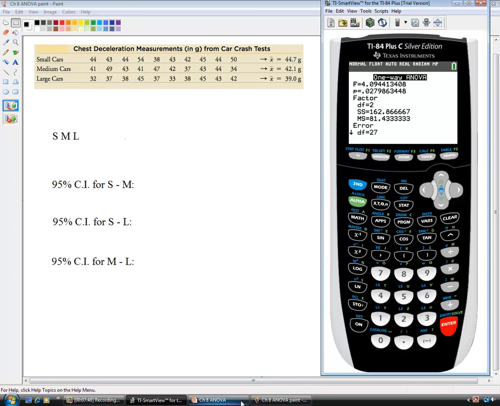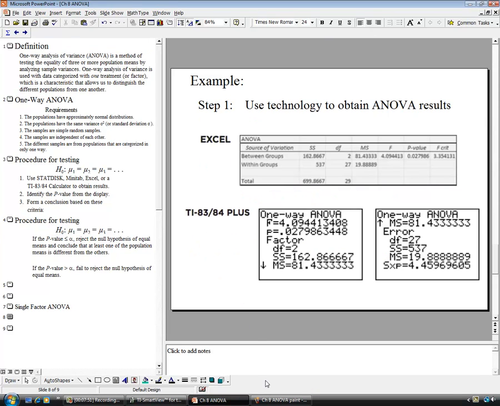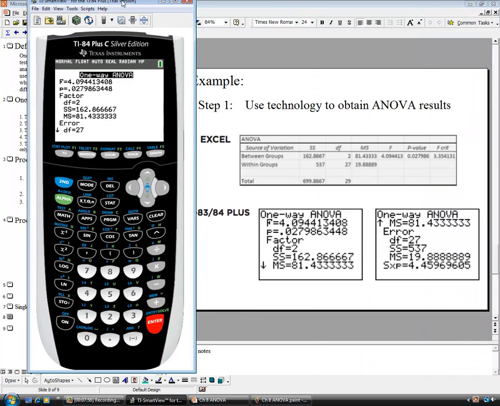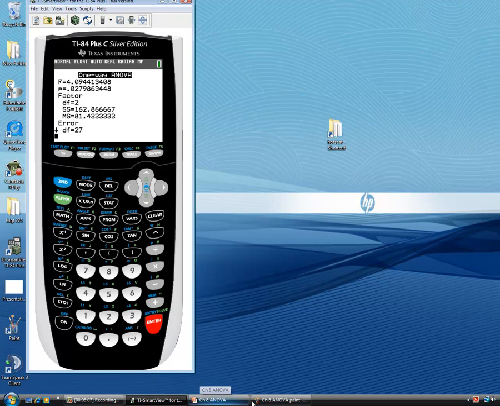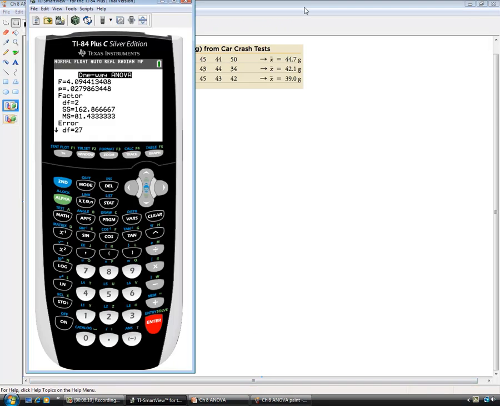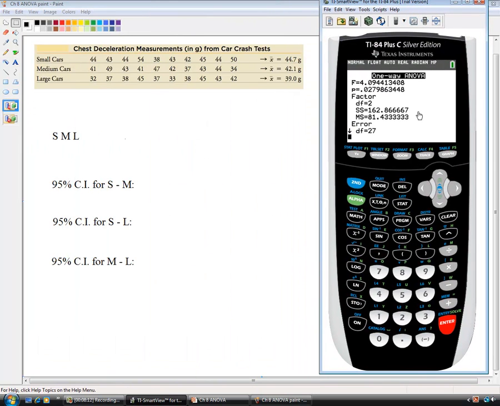And I'm going to go back to my PowerPoint here and show you that I have the same values here. So here my initial 2, 162.866, and so forth. Same p-value, same p-value. All right. So this is what we have here, and we can scroll down to see the rest of it and so forth. But again, we've got a p-value that's less than 0.05, so we're going to reject. So they're not all the same.